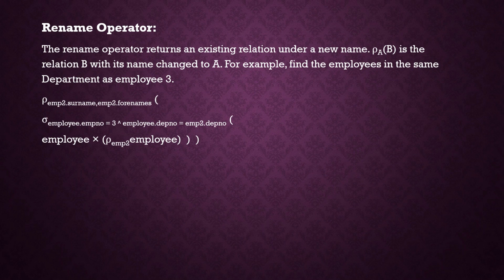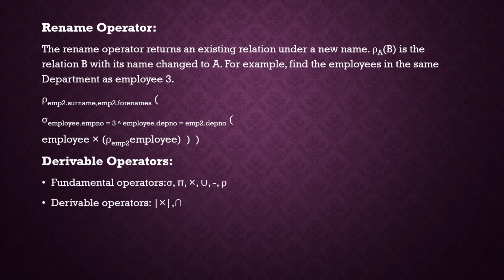So these are to rename the given relation. Directly we can rename like this: rho A within parenthesis B, that means you are going to change the name of the particular relation B to A. These are about rename.